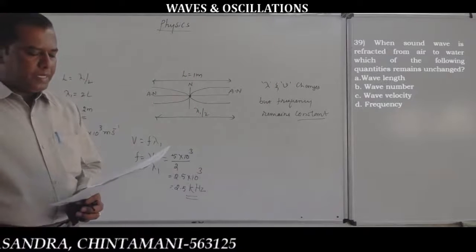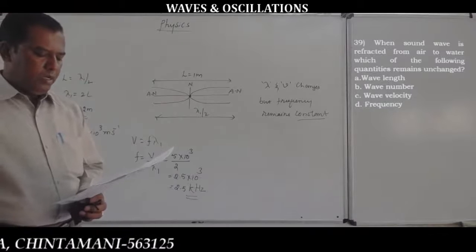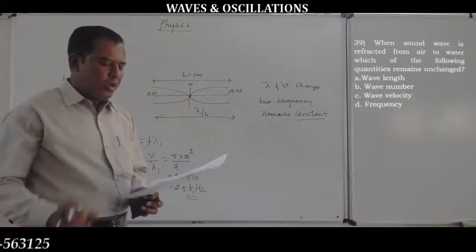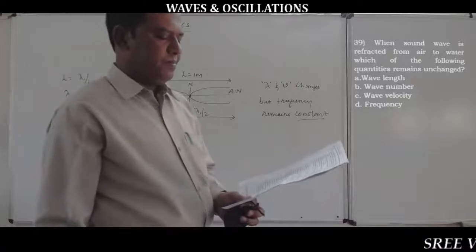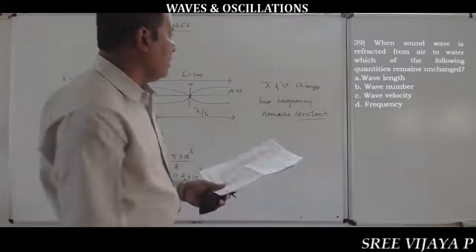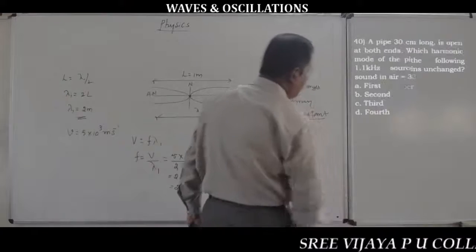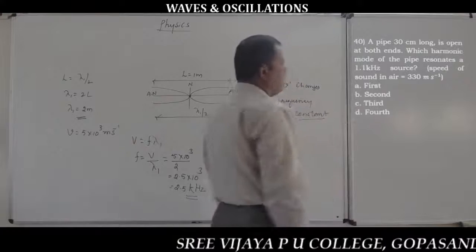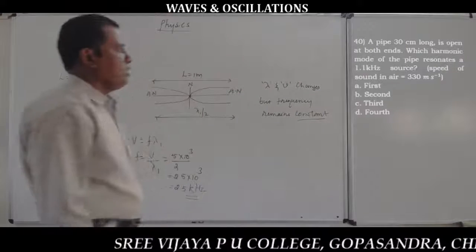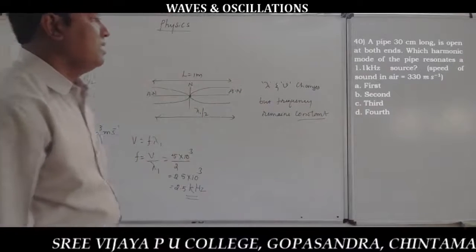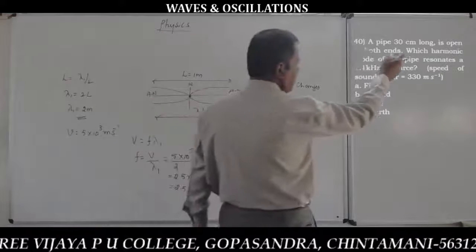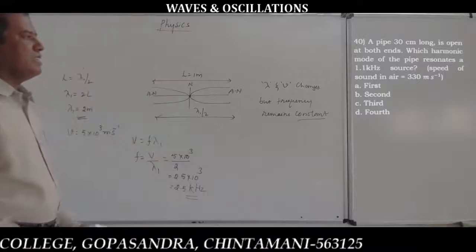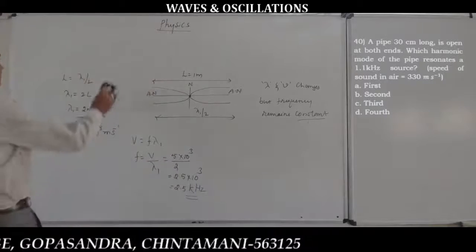A pipe 30 cm long is open at both ends. Which harmonic mode of the pipe resonates at 1.1 kilohertz? Question number 31. A pipe 30 cm long is open at both ends. Which harmonic mode of the pipe resonates at 1.1 kilohertz source? Speed of sound in air is 330 meter per second.